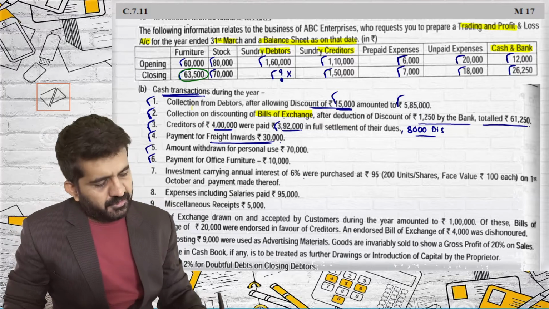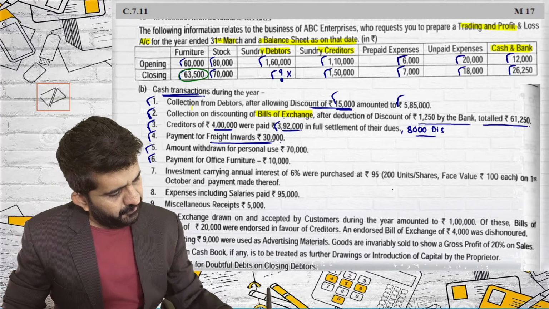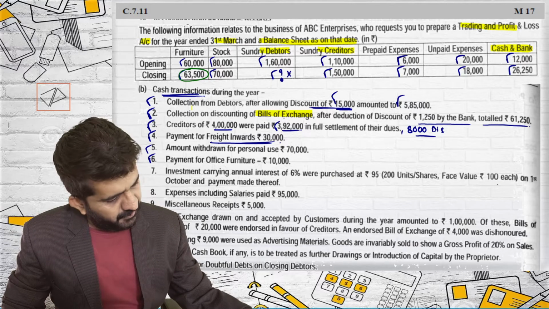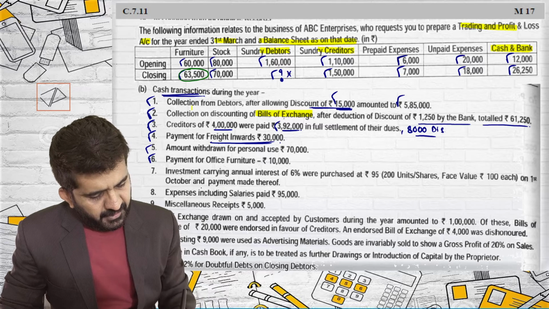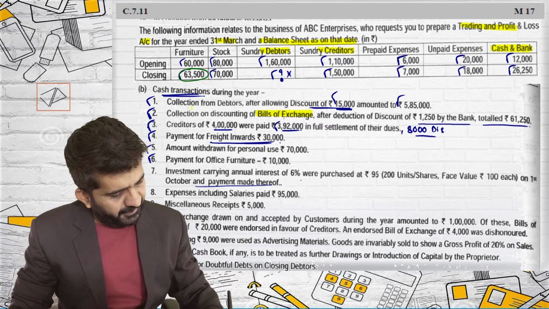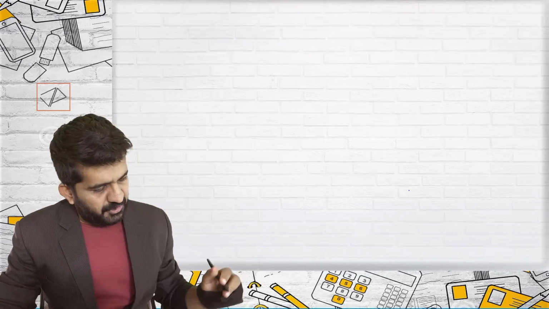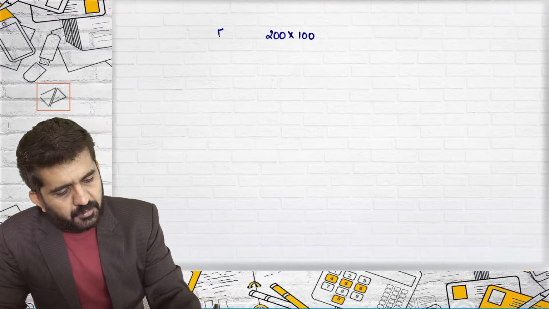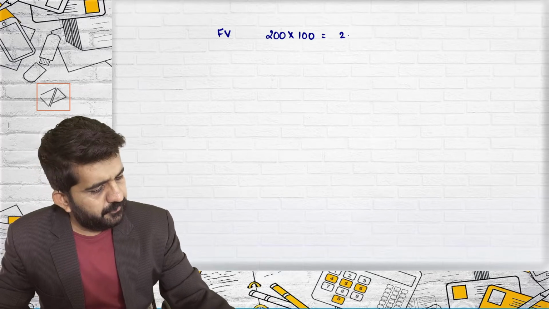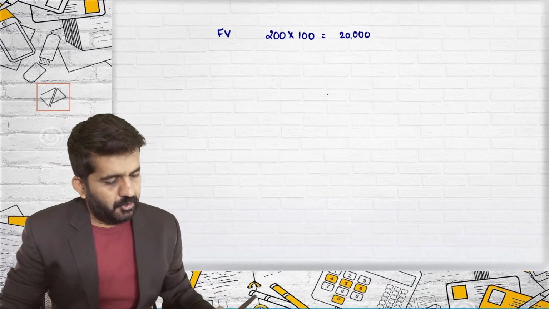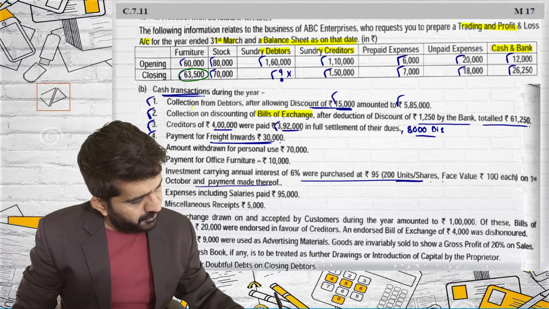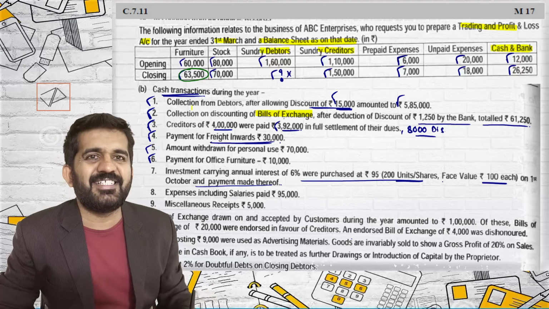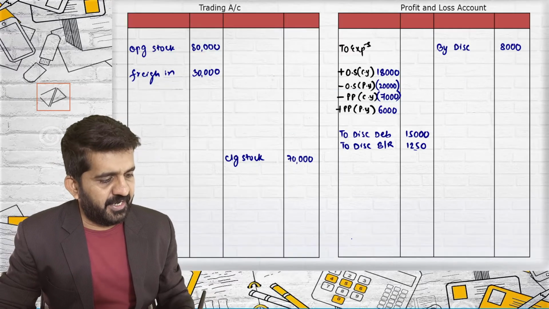Investment carrying an annual interest of 6% was purchased at 95, 200 units of shares at a face value of rupees 100 on 1st October, and the payment was made thereof. Alright. So for investment, I'll be doing some calculation. How many shares have I purchased? 200. What is the face value? 100. So it will be 20,000 rupees investment, 200 units at the rate of rupees 100. So it is 20,000 rupees investment, but you have not purchased it at 100, you have purchased it at 95.